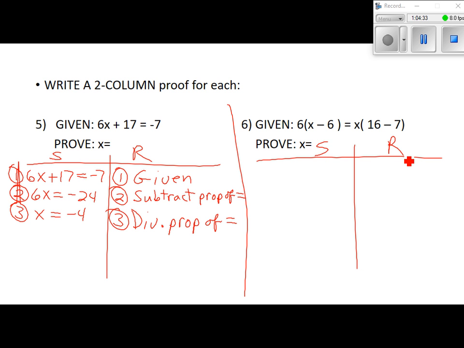Statements, reasons. What's our first statement going to be? Parentheses x minus 6 equals x, parentheses 16.7. How do we know that? First thing you're going to do. Distributive property. There's many, many different ways you could do some of these problems, but if we do distributive property, what's that give me?